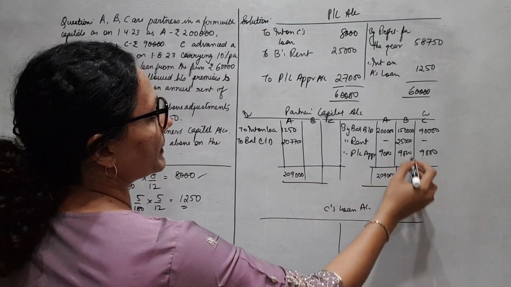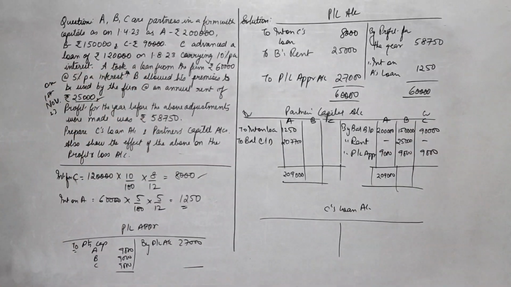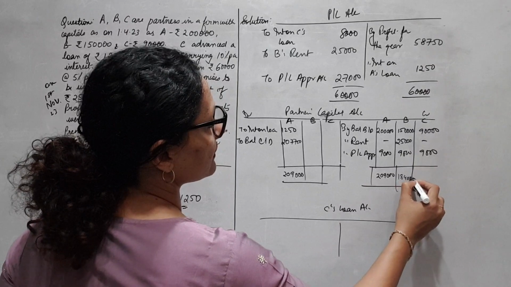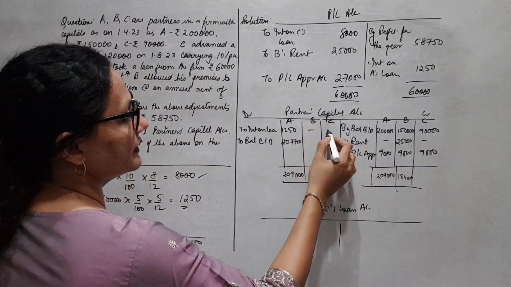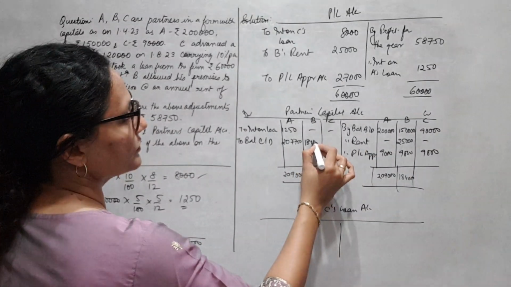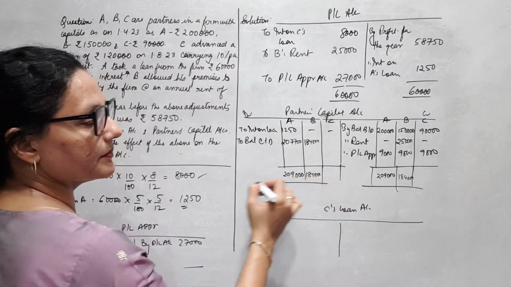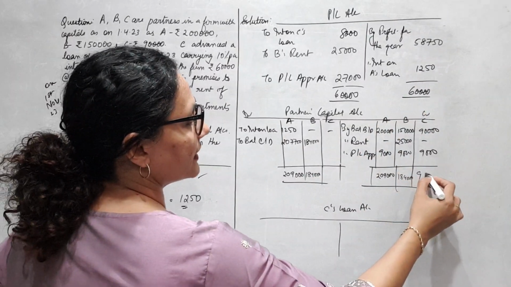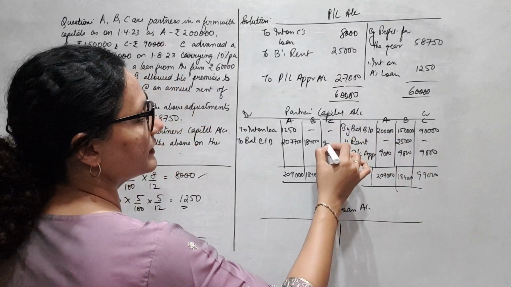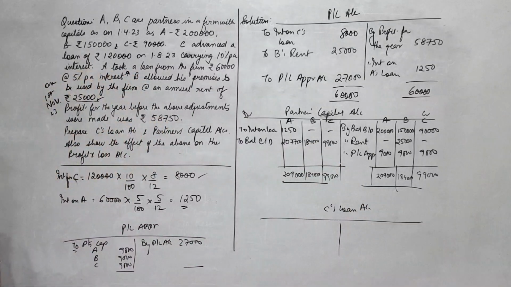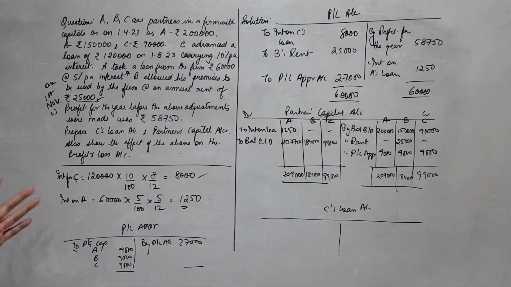Okay. What about B? B's total is coming to 1,84,000 on the credit side, and there is nothing on the debit side. So it is 1,84,000. The total has to be the same, both sides. Here it's 99,000, nothing on the debit, so 99,000. Done. So we are done with partner's capital.